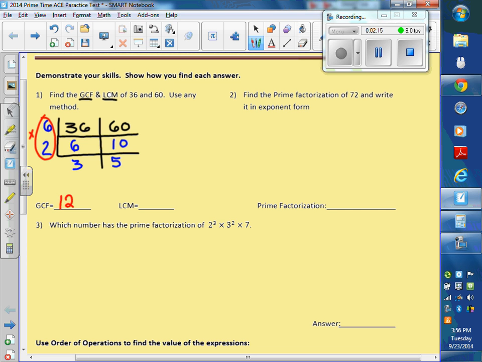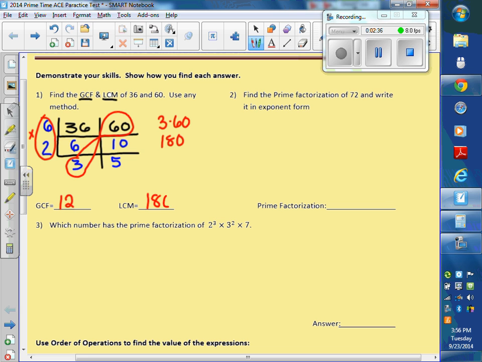To get the least common multiple, I take the very bottom of the ladder, and I take the number on one side and multiply it by the very top of the ladder on the opposite side. For example, 3 times 60. 3 times 60 is 180. That's the least common multiple.